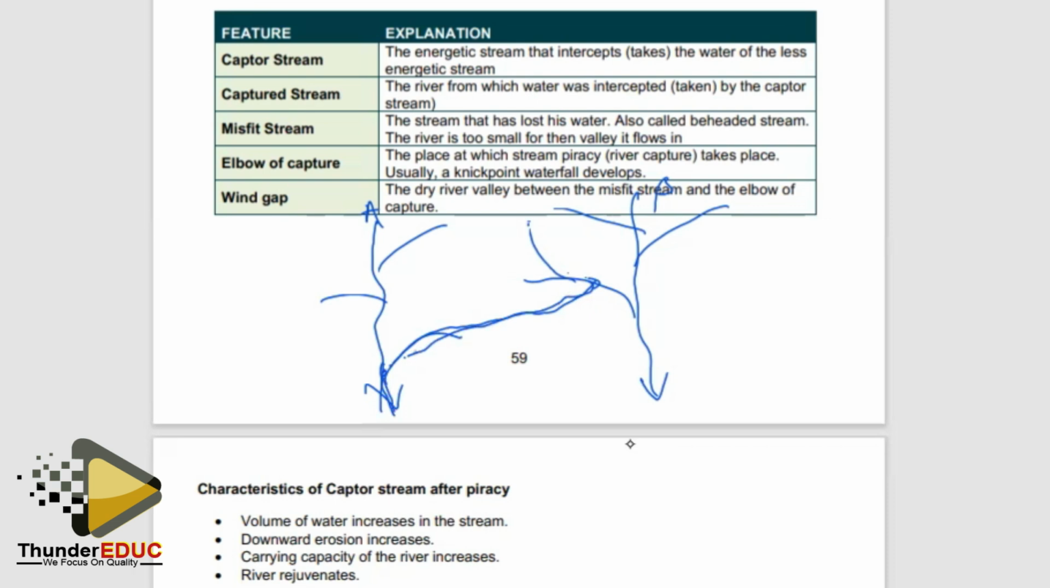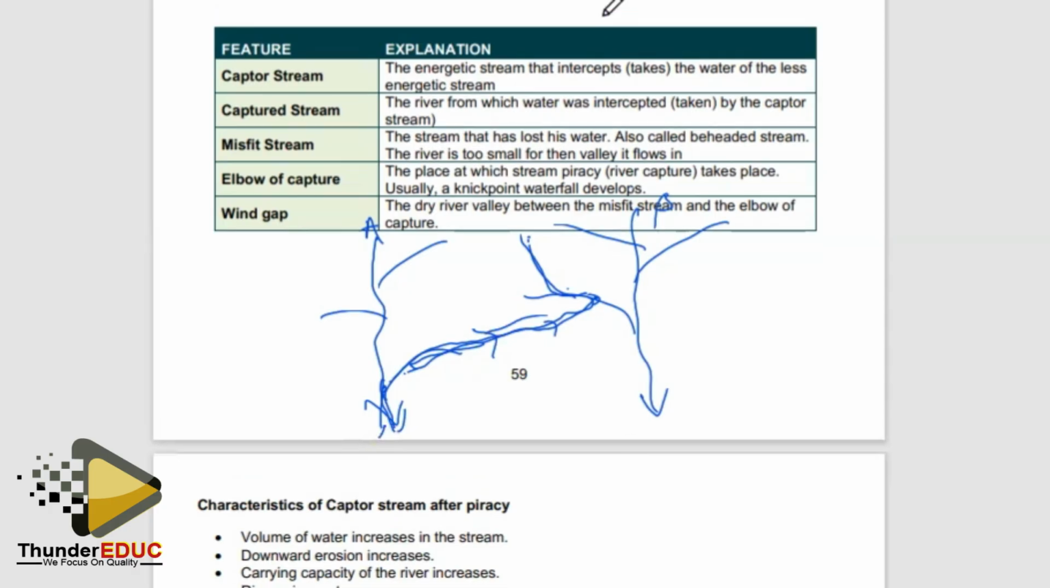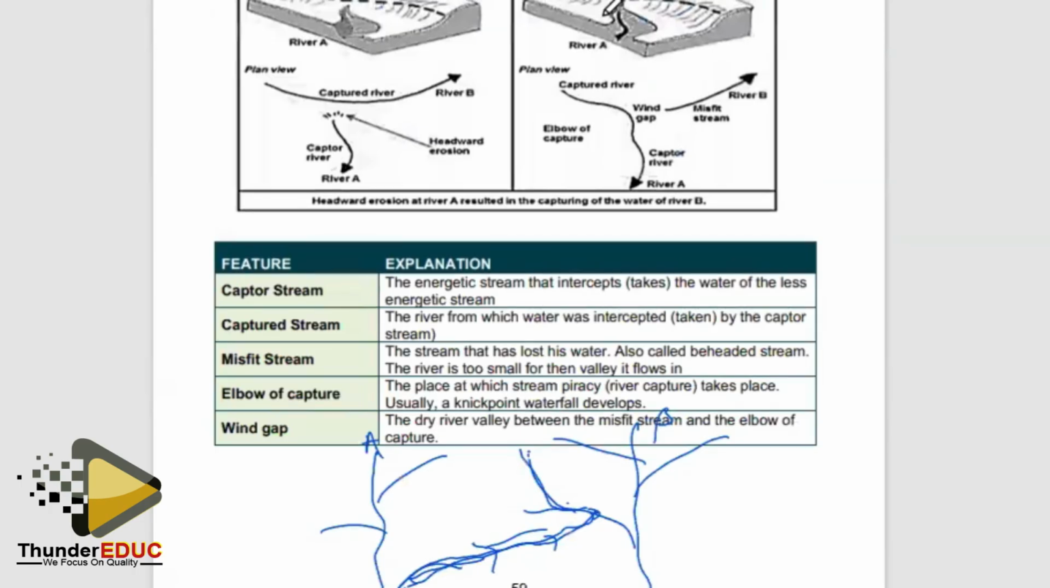An energetic river is this one, is advancing, is eroding headwardly, is lengthening each channel because it has energy, and it will end up getting to intercept water of the other stream here, which means now the water is going to be diverted into the flow of stream A. That is basically the process of river capture. Then there are key elements that you need to note, right?